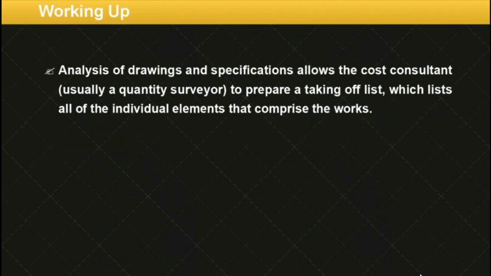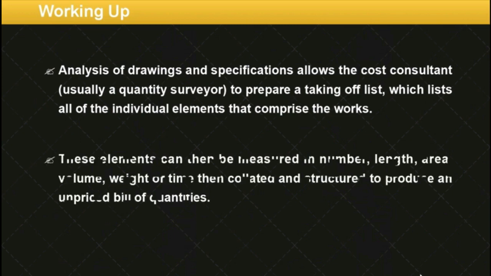Next, working up. Analysis of drawings and specifications allow the cost consultant, usually a quantity surveyor, to prepare a taking off list, which lists all of the individual elements that comprise the works. These elements can then be measured in number, length, area, volume, weight, or time, then collected and structured to produce an unpriced bill of quantities. Working up can be divided into two stages, which are squaring and abstracting.